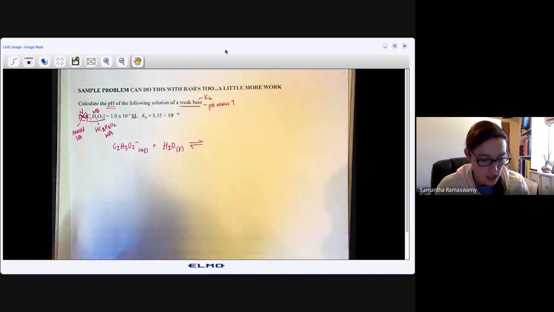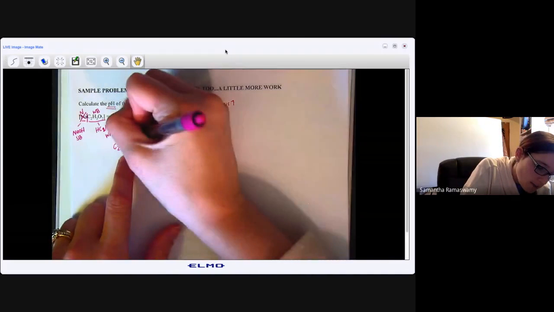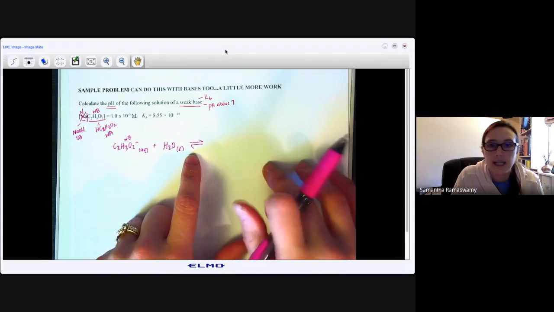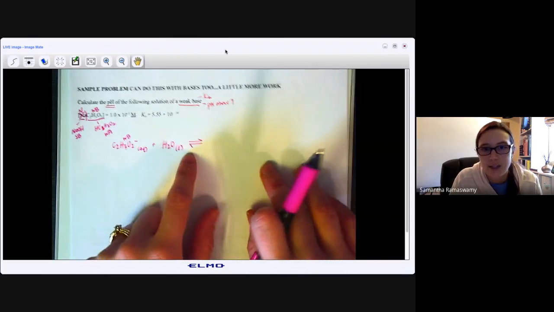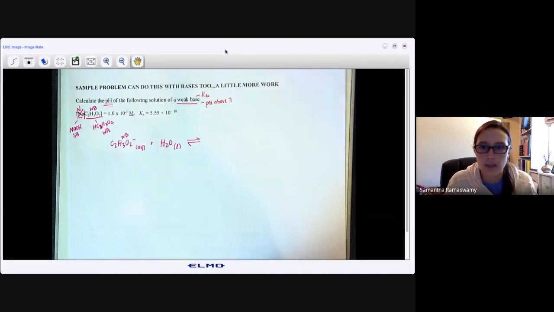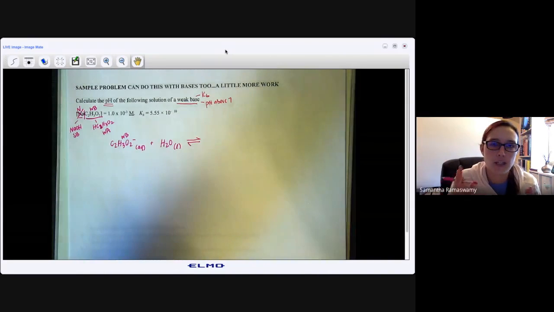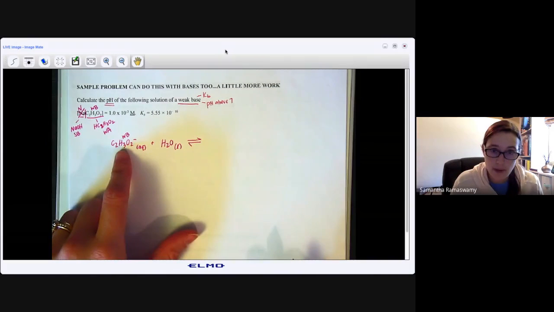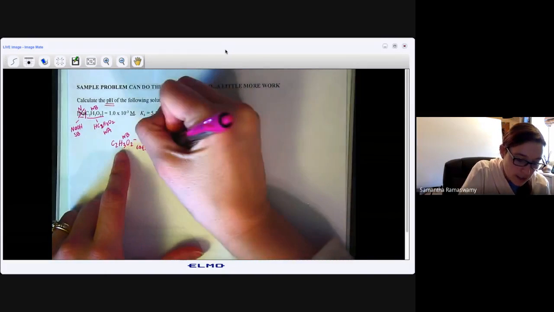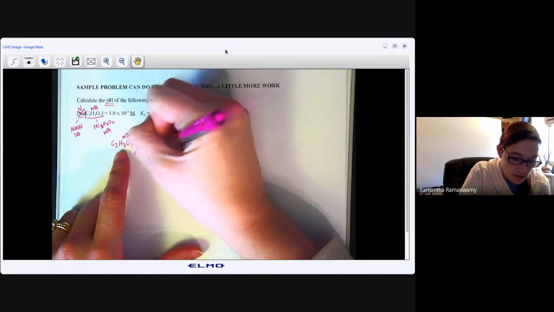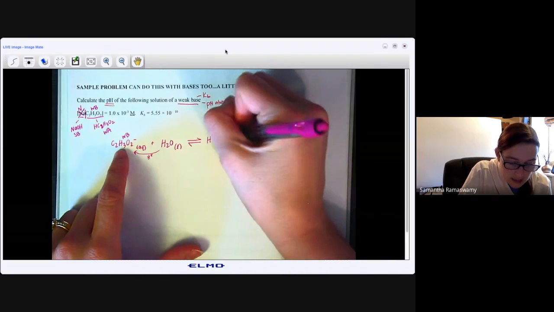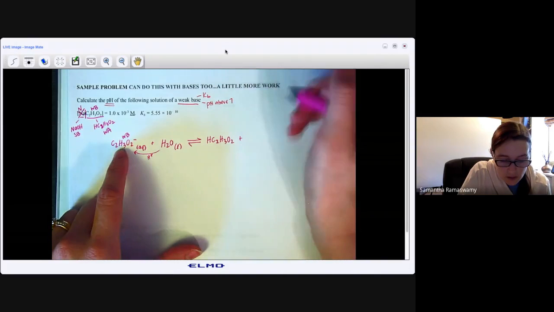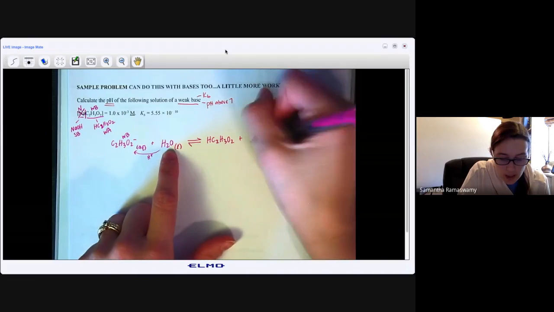Because this is a weak base, it exists at equilibrium. Now we need to think about the reaction that takes place. Unlike acids, where we can just split up the ions, for the base we actually have to think about the acid-base reaction that's occurring. So acetate is a base. It's going to accept a proton from H2O. It's going to become acetic acid, HC2H3O2. Water is donating 1 H+, so it's becoming OH-.